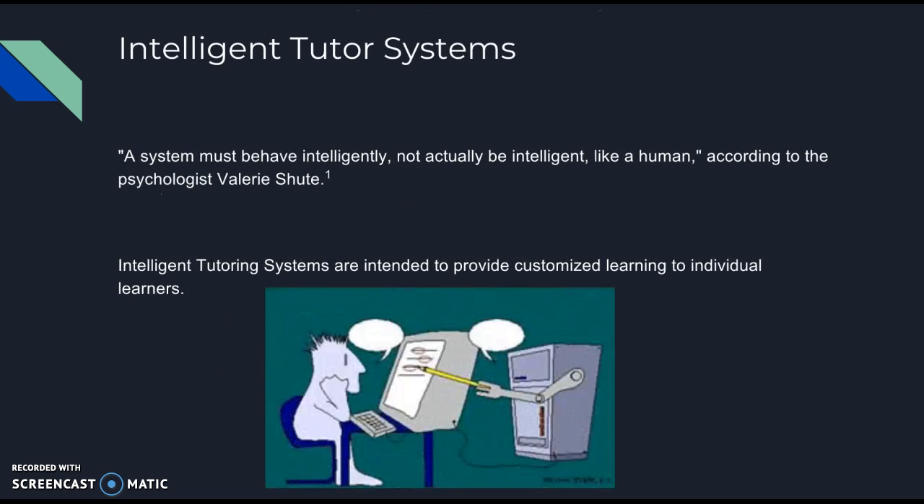And so the only iteration that we have currently that is mainstream of artificial intelligence inside education are intelligent tutoring systems. Now, an intelligent tutoring system is a system that must behave intelligently and must not actually be intelligent like a human. And intelligent tutoring systems are intended to provide customized learning to the individuals, and the customization of the knowledge by the intelligent tutoring system is based on several factors. These factors include pre-existing knowledge, learning style, and the student's progress through the content material.